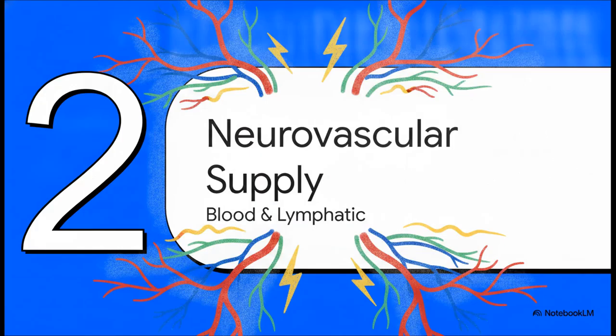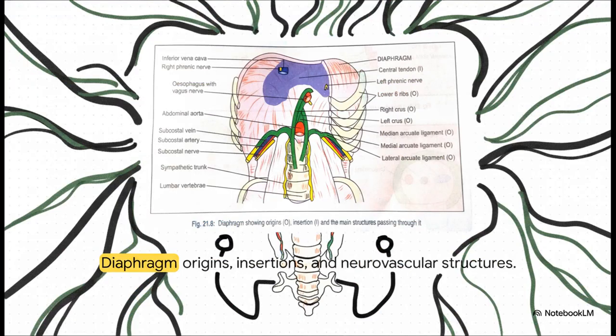Moving right along to Part 2, neurovascular and lymphatic supply. Okay, so we've got the structural framework securely in our minds. Now let's explore how this vital muscle receives its lifeblood and its electrical signals. You can clearly see exactly how nerves and blood vessels interact with the diaphragm's muscular and tendinous layers here. Notice the crura we just talked about anchoring down to the lumbar vertebrae, and look at how vital structures like the aorta and inferior vena cava manage to navigate their way right through this thick muscular barrier.